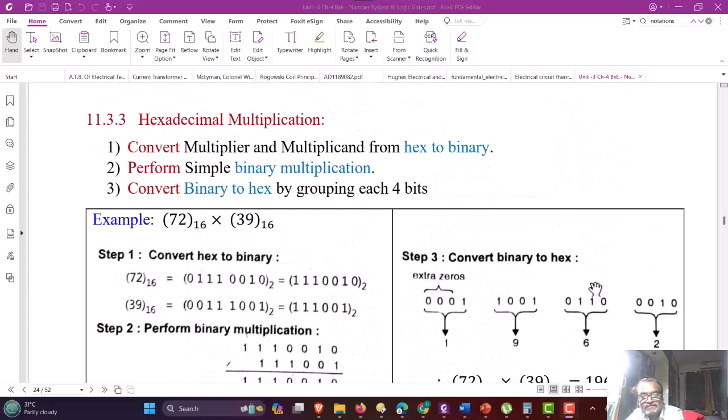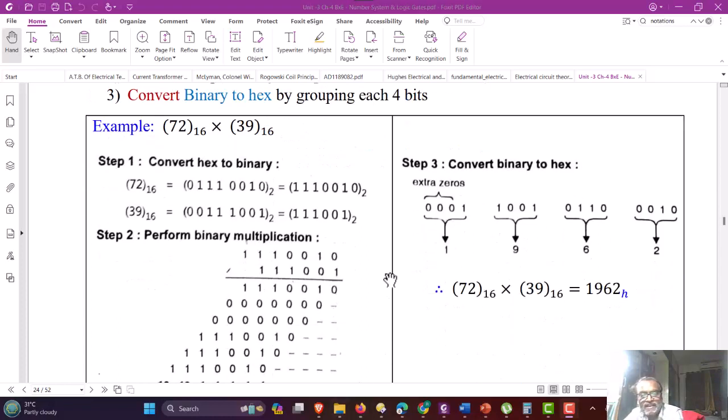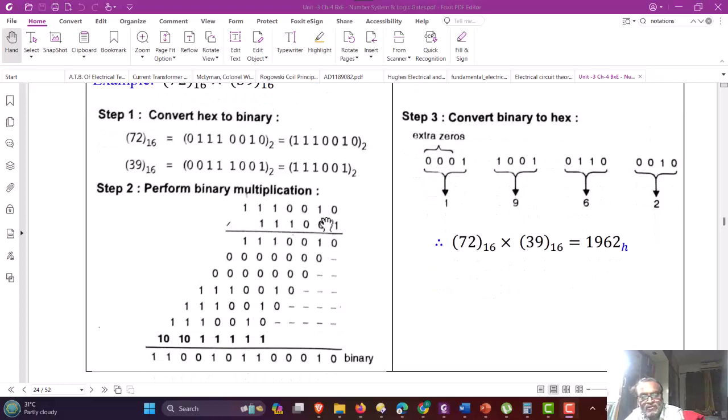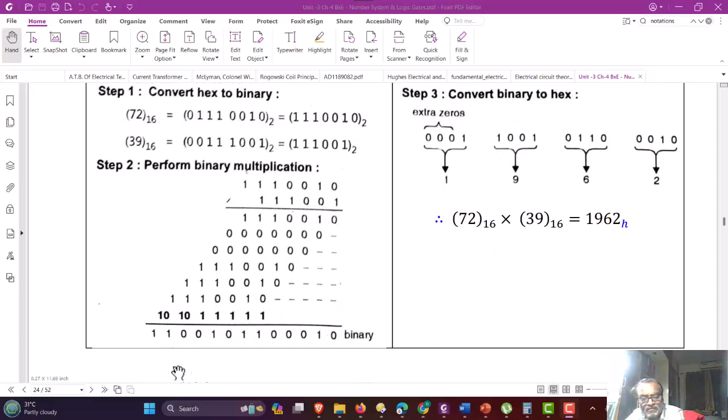Hexadecimal multiplication is the next operation. The best way to perform hexadecimal multiplication is to convert both the multiplier and multiplicand from hexadecimal form to binary form and perform the simple binary multiplication by the shift and add algorithm, and then the final multiplication result will be converted back to hexadecimal form. The following example shows the shift and add algorithm. The students are familiar with it. We have already done this binary multiplication earlier. The final binary result of the multiplication is here.